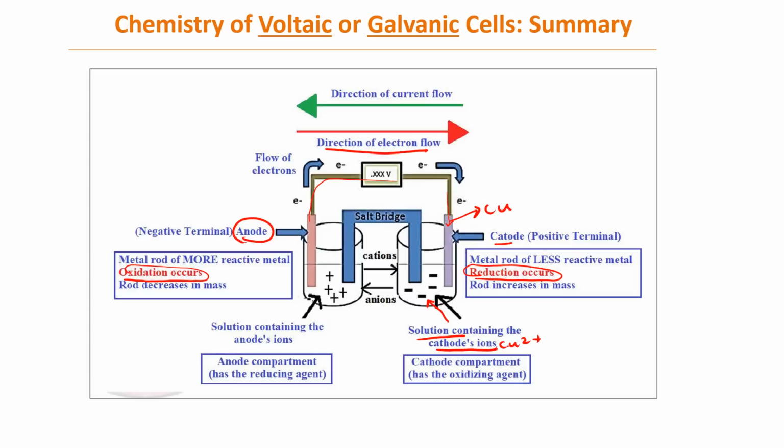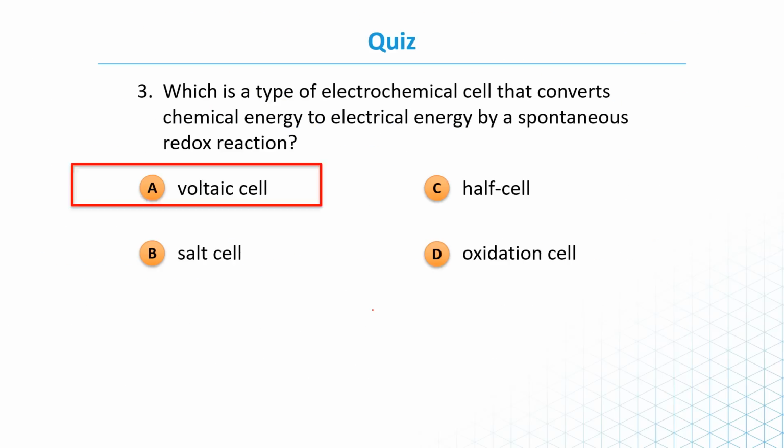so this solution will contain Cu plus 2. If this was Zn, the solution contains the Cu plus 2 and a negative ion, okay, like for example SO4 minus 2. Same thing here. This one will contain the anode's ion, which is Zn plus 2. Okay, let me just show you.